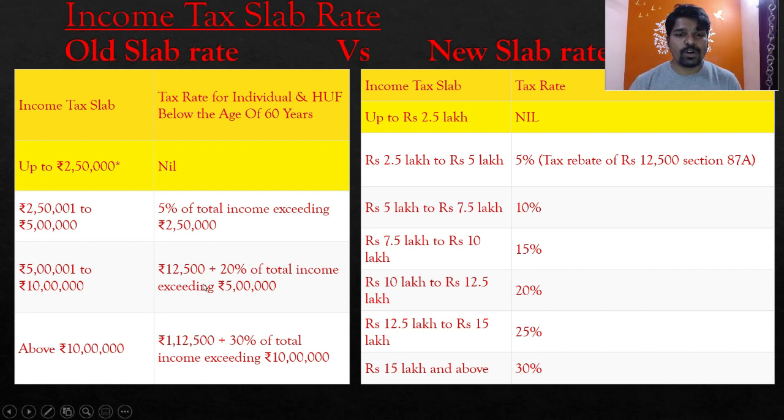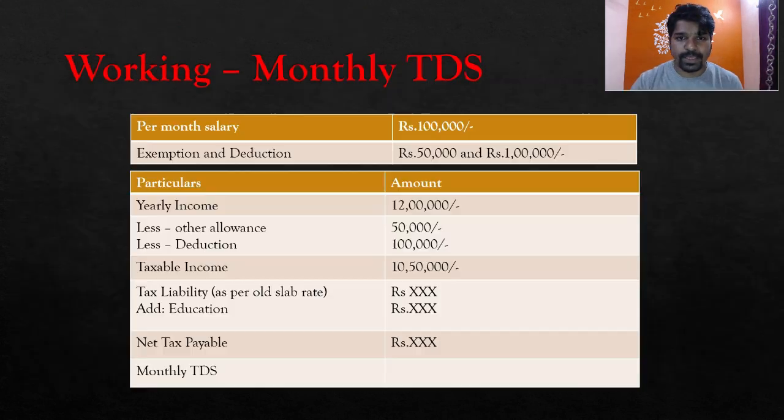So say suppose my 10 lakh is the net salary, so I am coming under the 20% slab rate. On 5 to 10 lakhs, on 5 lakhs I will charge 20%, which is 1 lakh, and on 2.5 to 5 lakhs I have to charge 5%, which is 12,500. So the entire 1 lakh 12,500 I have to pay as tax. We divide that by 12 and pay it. We'll give one example of how you can calculate that.